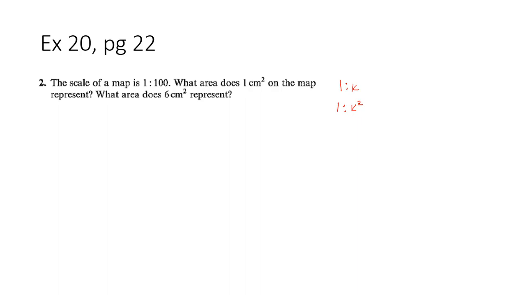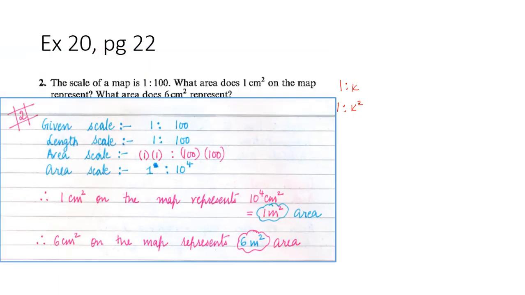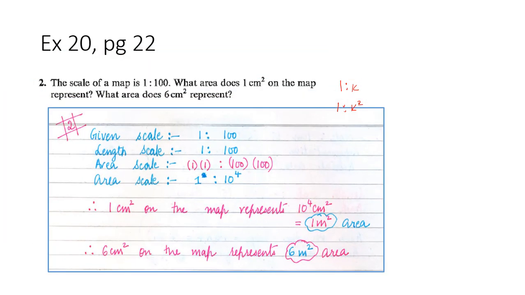The question says the scale of a map is 1:100. What area does 1 centimeter square on the map represent? Further, what area does 6 centimeter square represent? Alright, so we're given the scale as 1:100. Always remember the scale which is given in the question is the length scale. So the length scale is 1:100, and as you know the area scale is square of that. So 1 square gives us 1, 100 square gives us 10 raised to the power 4. So the area scale becomes 1:10 raised to the power 4.